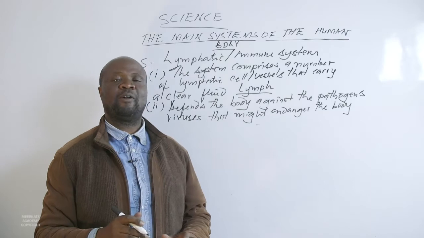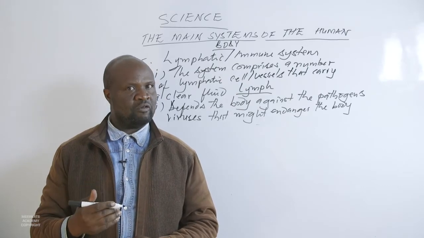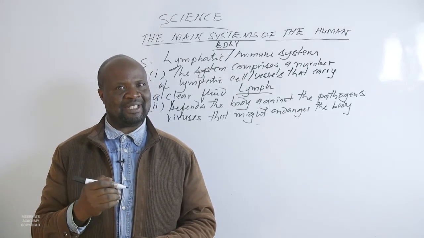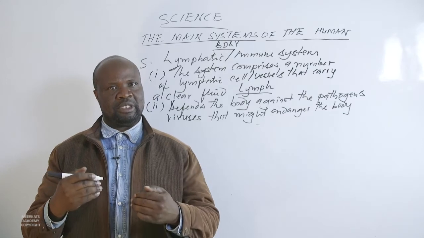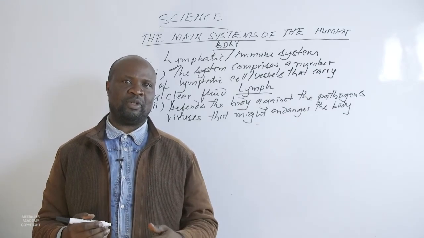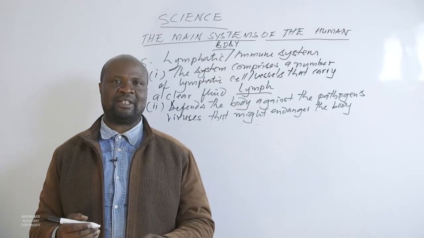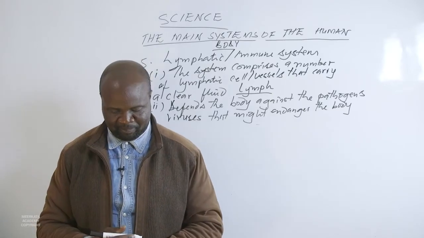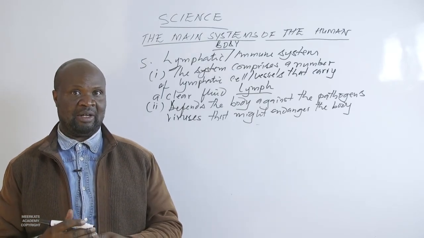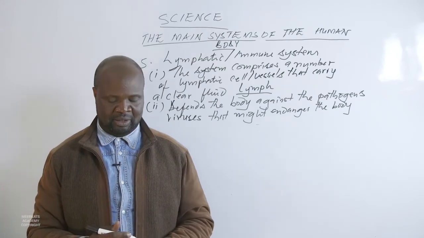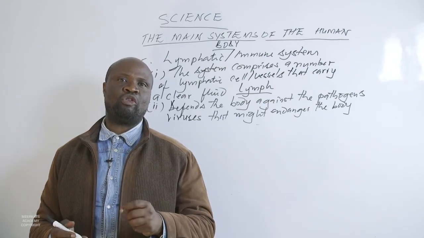So we are seeing the lymphatic or immune system. It is there specifically to ensure that the body of a human being is defended from attacks from viruses that are pathogenic, so they don't destroy the body. So the immune system is well equipped with lymph fluid, and lymph fluid assists the body to defend against the pathogenic viruses. So the pathogens, viruses that endanger the body, are expelled by this lymph fluid.